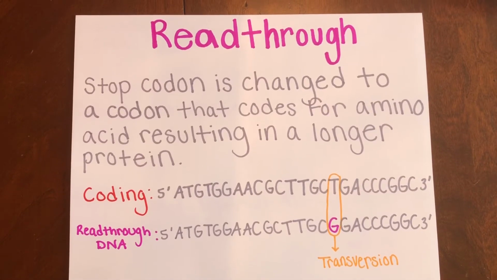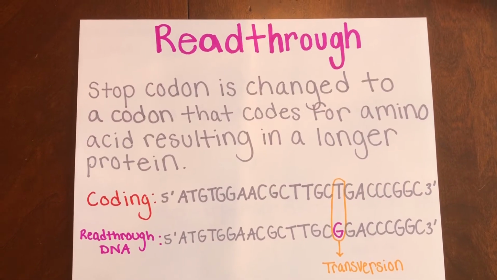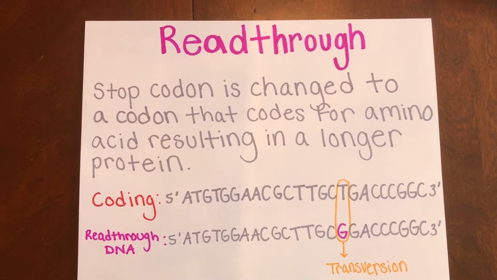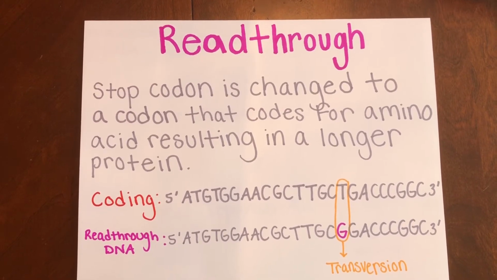Lastly is the read-through point mutation, in which the stop codon is changed to a codon that codes for an amino acid, resulting in a longer protein. Let's substitute the fifth thymine with a guanine, a transversion.